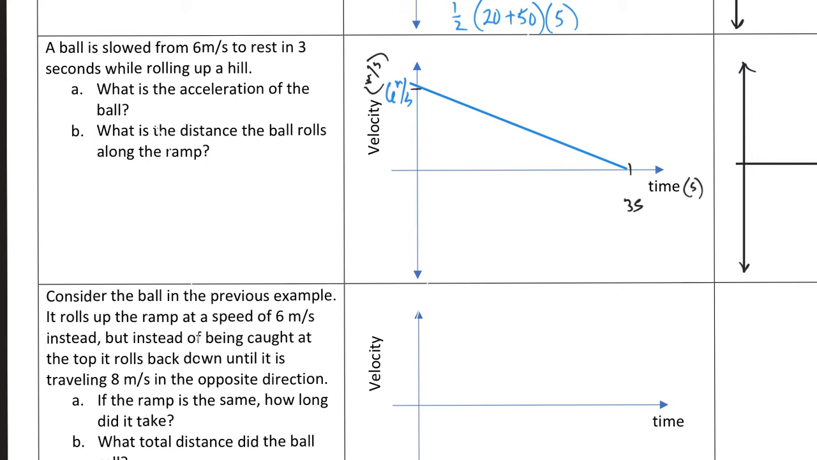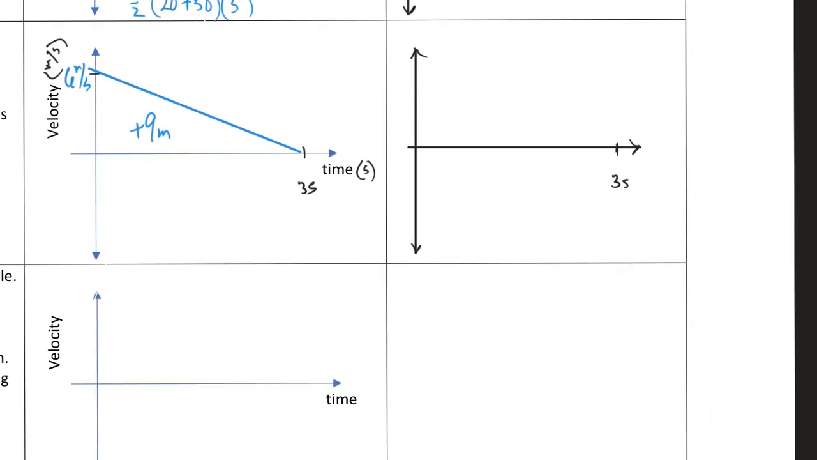All right, so positive 9 meters. Did the area there, right? Just triangle, 1/2 base times height. Again, starting from the origin, after 3 seconds, it had moved a positive 9 meters.